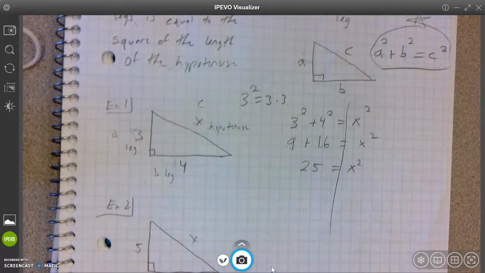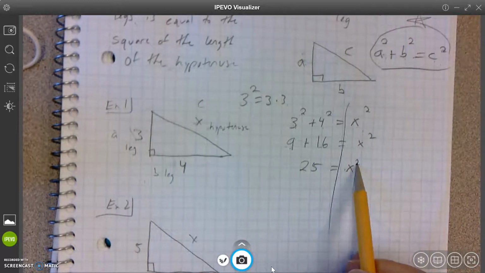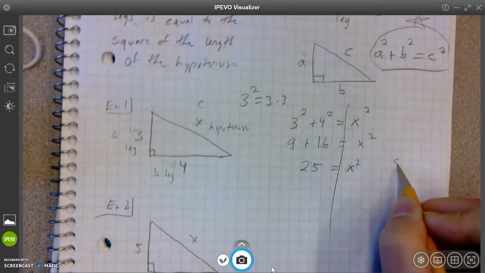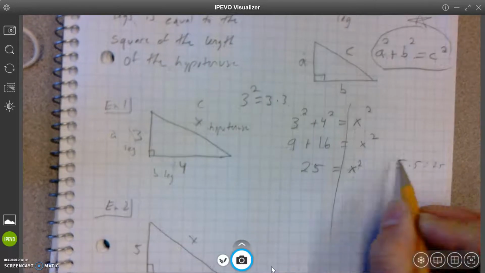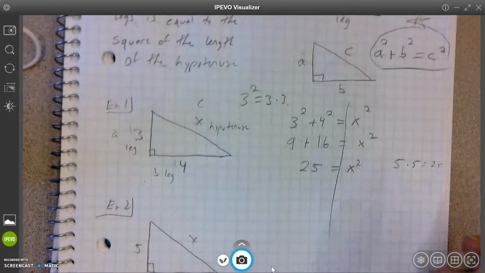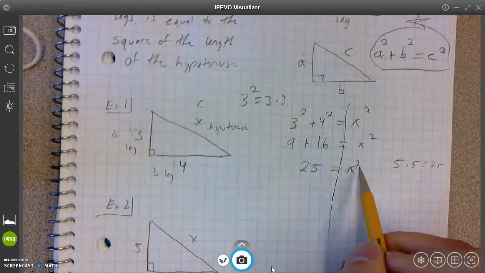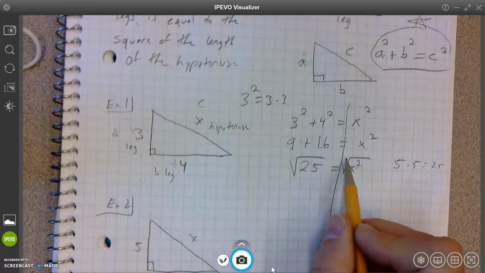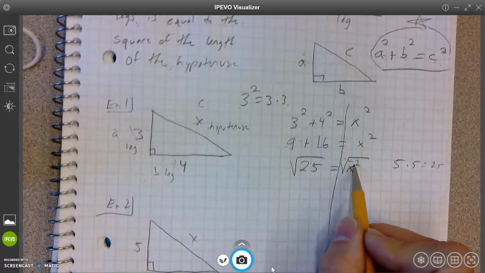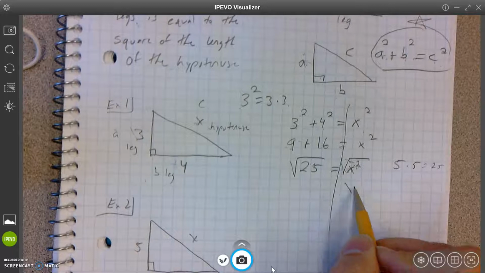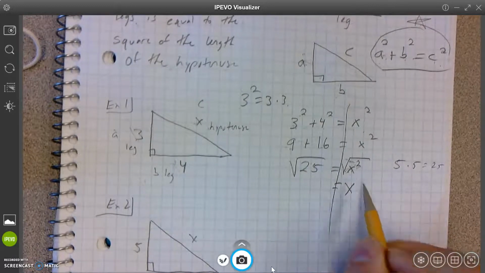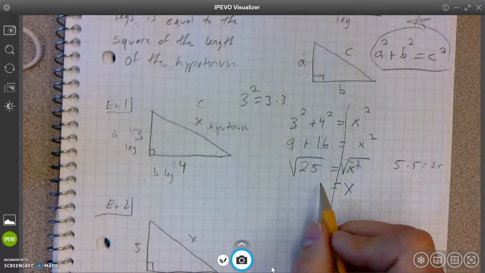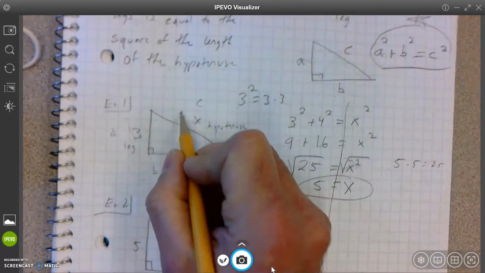X squared. Okay, so now it's asking what number times itself is 25? Well, that's 5, right? Because 5 times 5 is 25. So the answer here is 5. But if you didn't know that, then what's the opposite of squaring a number? That's the square root. So squaring and square root are opposites. So that means those go away and you just have x. And the square root of 25, what number times itself is 25? That is 5. And so we have 5 right here.